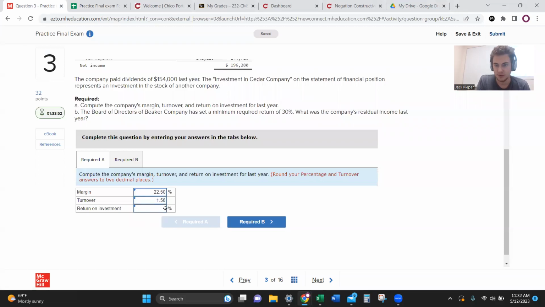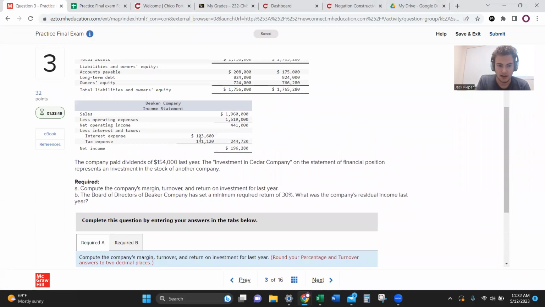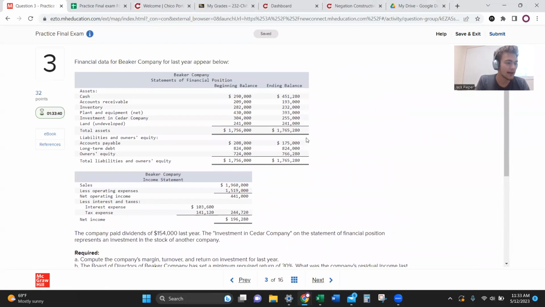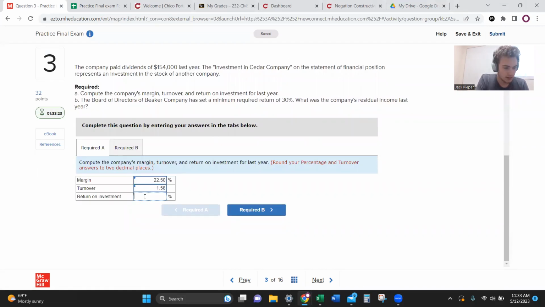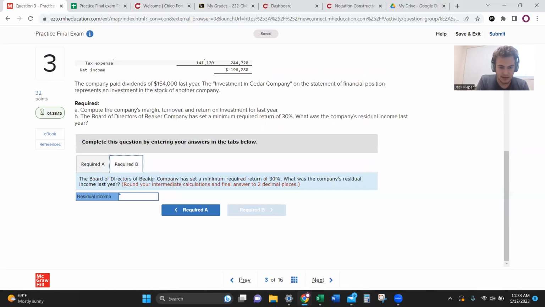Okay, return on investment. We've been doing this one. So that's literally just your net operating income divided by your average operating assets. We already found our average operating assets, so let's do our net operating income divided by that. So we'll do $441,000. That's our net income divided by our average operating assets of 1,240,140. And we'll get 35.56.